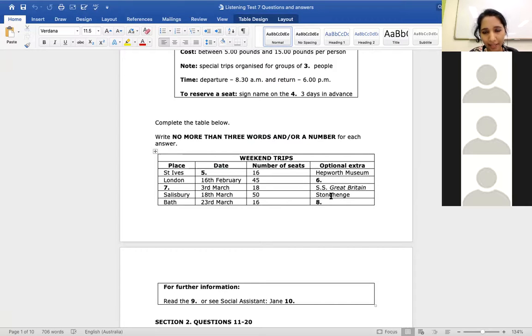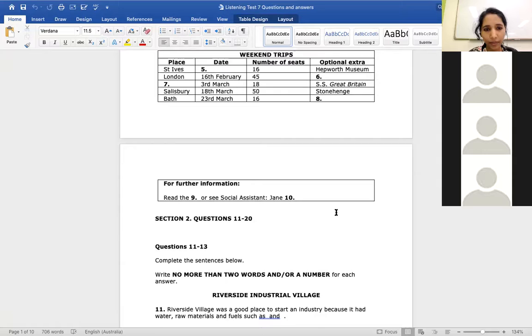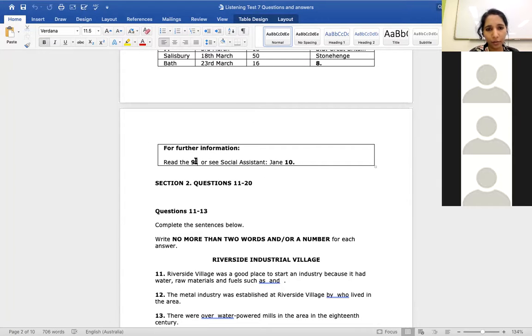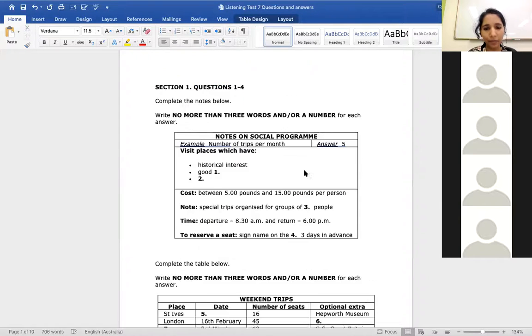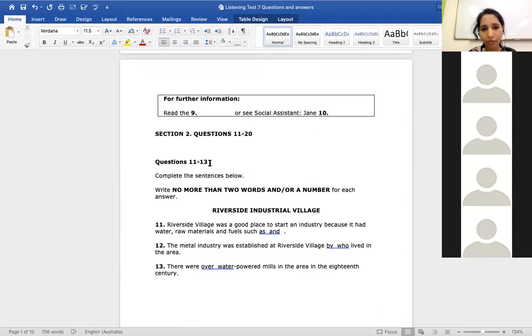Then 8, it's again going to be optional or extra, something similar to this. And then 9, read the dash. So reading something. So it's going to be a book or a magazine or instruction or something like that. We predict our answer. And number 10, Jane dash. That means it's a surname of someone. Jane somebody. So it's the surname of someone. Okay, so that's how we do our listening. We predict our answers before we start.